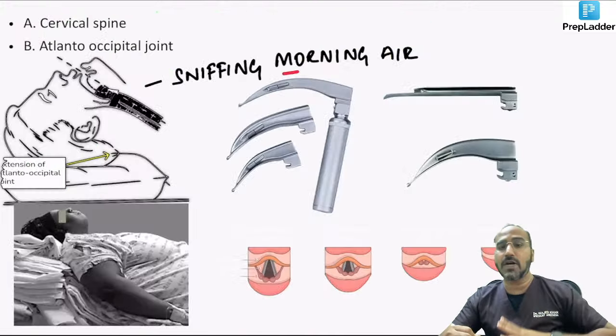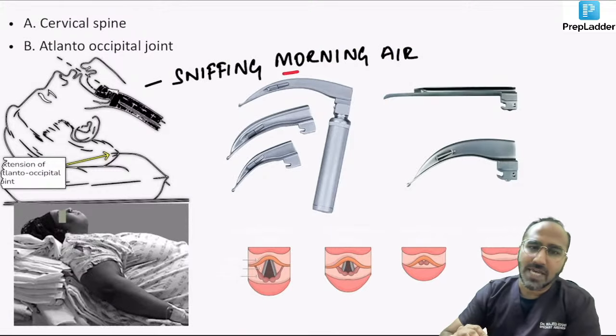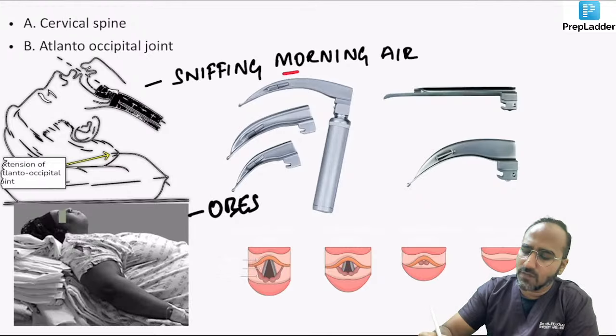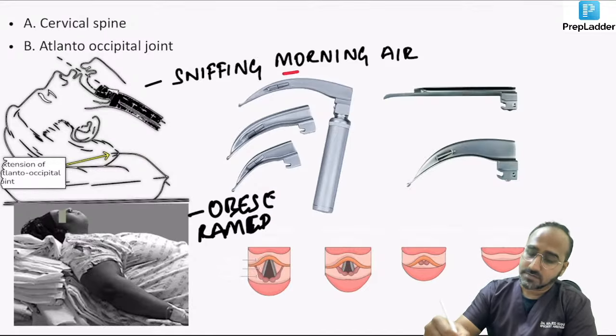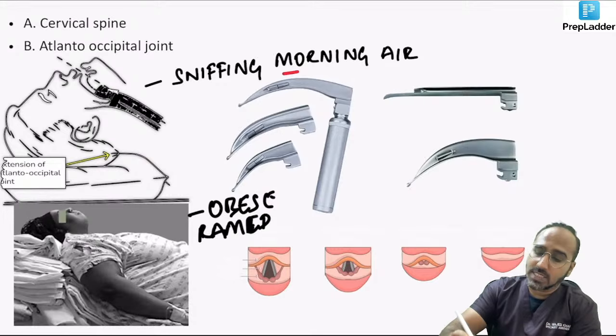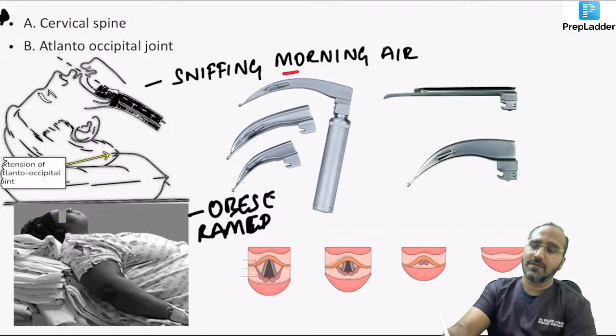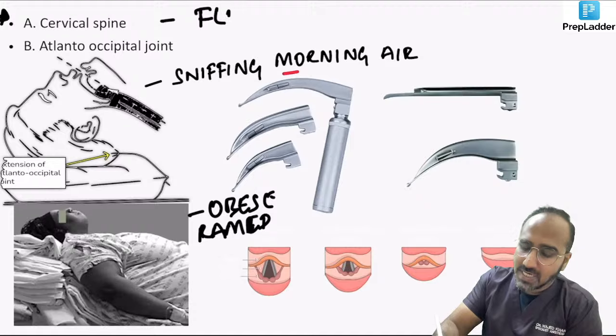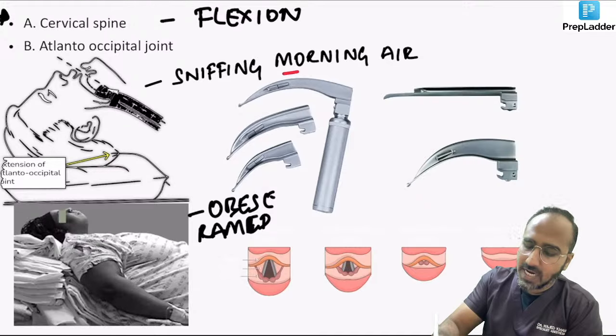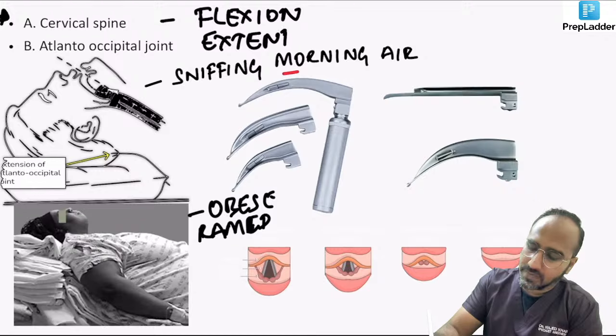Now, what is the position for intubation, guys? For normal patients, we go for the sniffing morning air position. For obese patients, we go for the ramped up position. Ramped up position for obese. Okay? In normal patients, we go for the sniffing morning air posture. In the sniffing morning air posture, where is the flexion and where is the extension, guys? The flexion is at the cervical spine and there is extension at the atlanto-occipital joint.